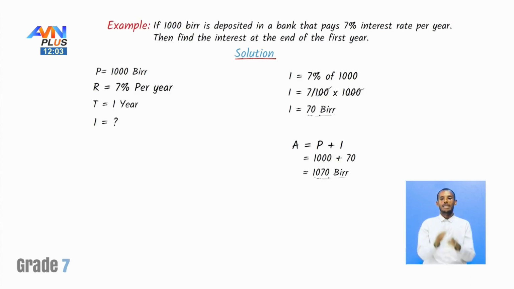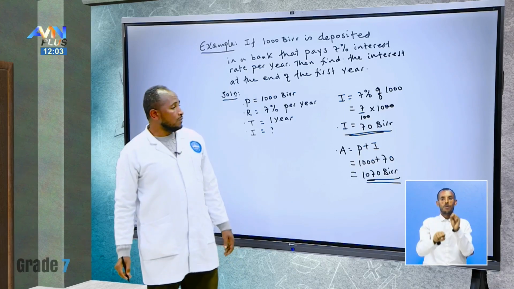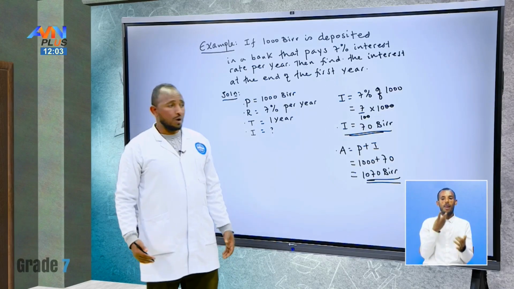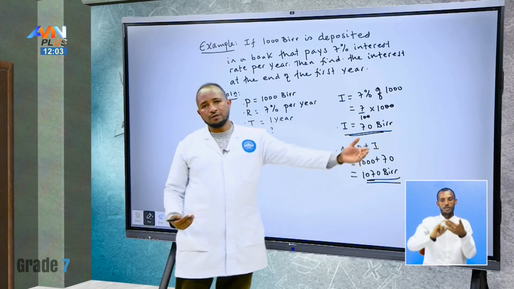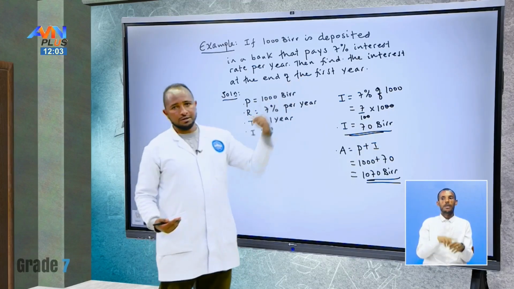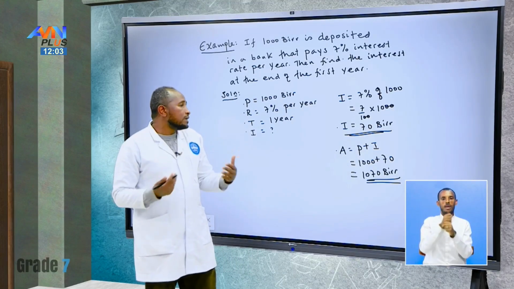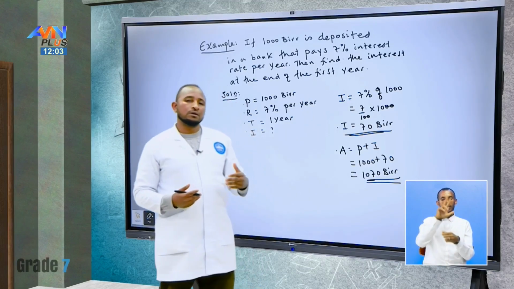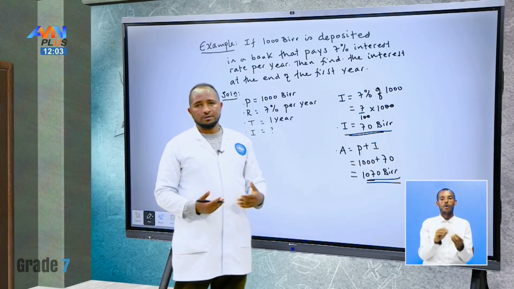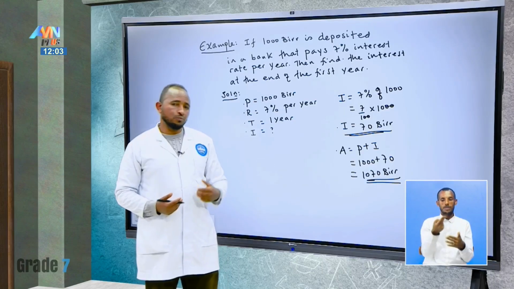This will be the amount. Now we will proceed to how to calculate simple interest for certain lengths of time. Here we just calculated for 1 year. What will be the interest if the length of time is 3 years or more? And what will be the formula to calculate simple interest? We'll proceed to that.